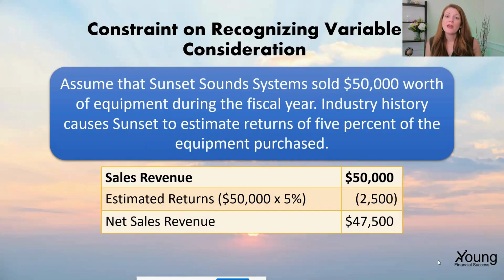So they're going to go ahead and make the estimate of returns in the same year that they show the revenue. We have to be very conservative as accountants. We want to show kind of not the worst case scenario, but what we are estimating it is going to look like. We know that someone is going to return things.